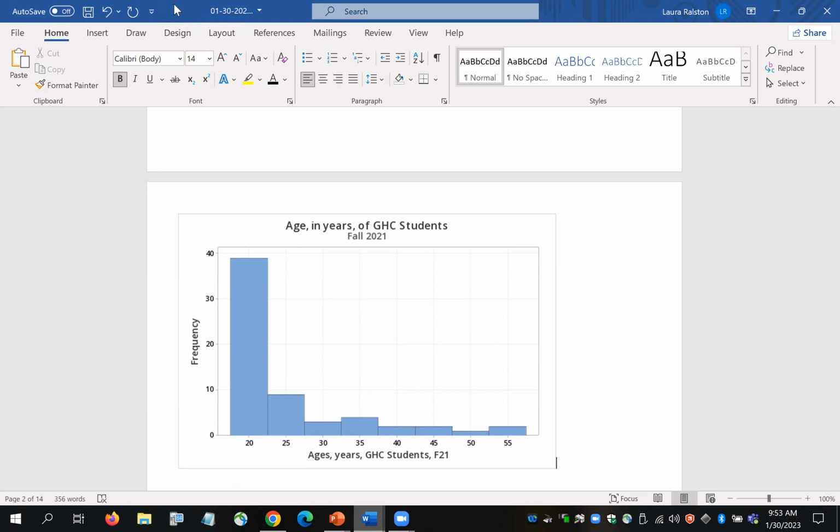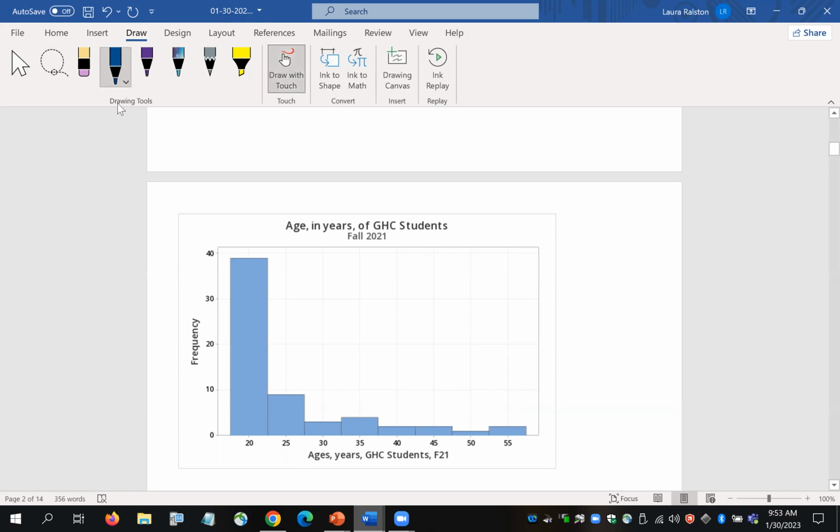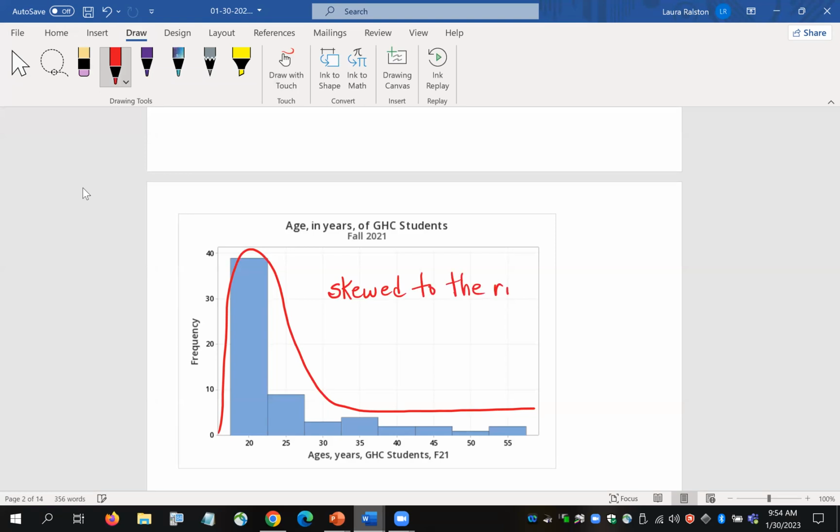Again, one of the things you have to be able to do is determine the distribution of the histogram. And again, I notice in this particular problem that most of my data values appear to be on the low end, and they taper off as the ages go up. And because I have lots of values on the low end, which is on the left, we know that this distribution is skewed to the right.